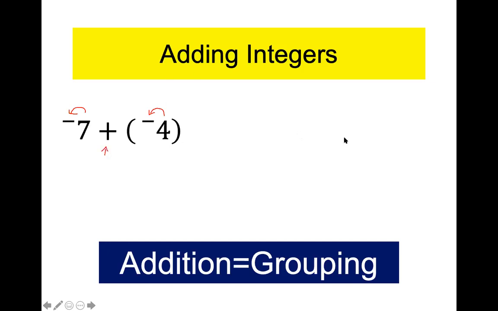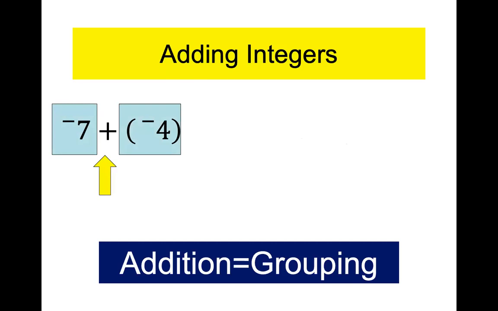Well, let's use the coin method. So the coin method, right, I'll get rid of that. The coin method says take the first number. The first number is -7. Represent it with coins and add it to a second number. Represent that second number with coins. So I'm going to take -7. That means I need 7 negative coins. 1, 2, 3, 4, 5, 6, 7. To that, I'm going to add 4 negative coins. See what I did there?